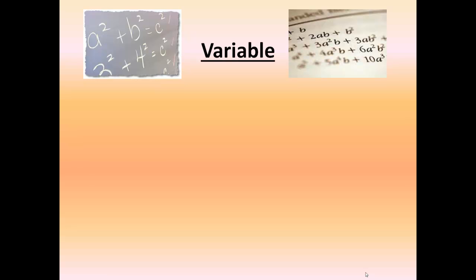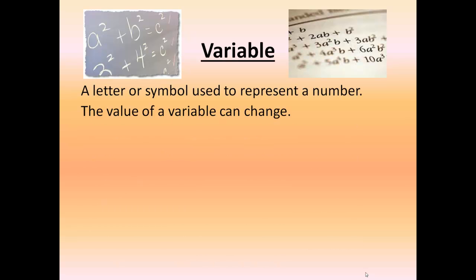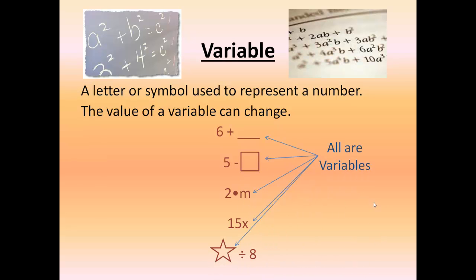Let's look at our first vocabulary word, variable. A variable is a letter or symbol used to represent a number, and the value of a variable can change. All of these expressions below have variables in them. A variable can simply be a blank. It could be a shape like a square or a star, or it could be a letter. Most often in algebra, we're going to be using letters for variables.